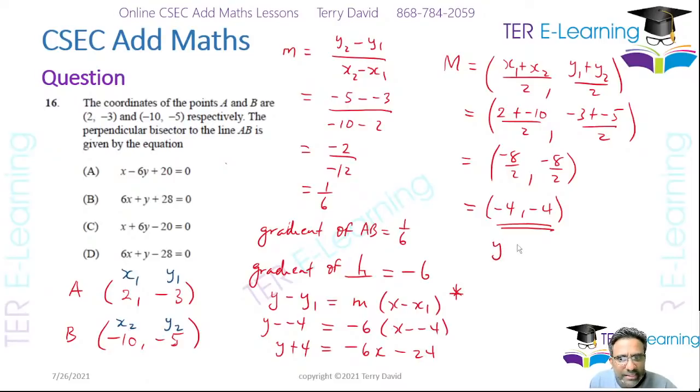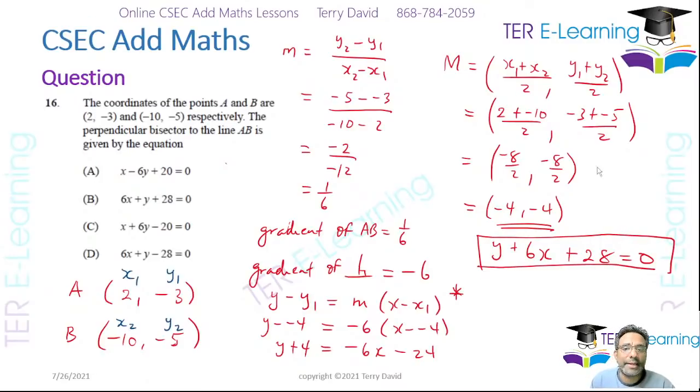So I'm going to write this as y plus 6x, and then for the 24, you carry it across to the left hand side. So this is going to be y plus 6x plus 28 is equal to 0. This here is what my equation of my perpendicular bisector is supposed to be. Which answer is that though? y plus 6x plus 28, the answer is B. Yeah, the answer is B.